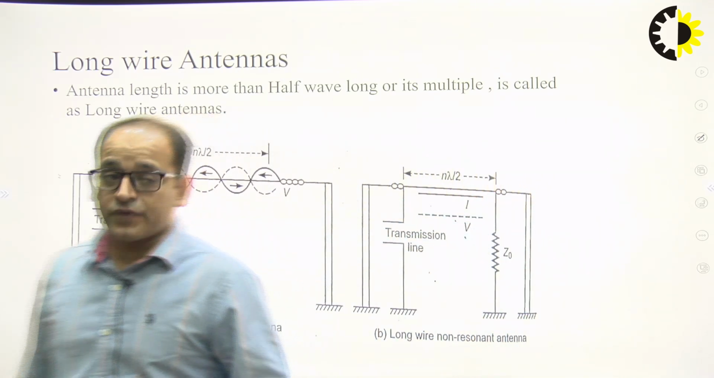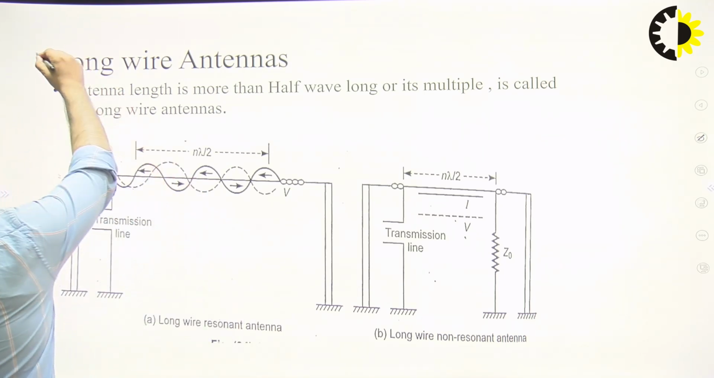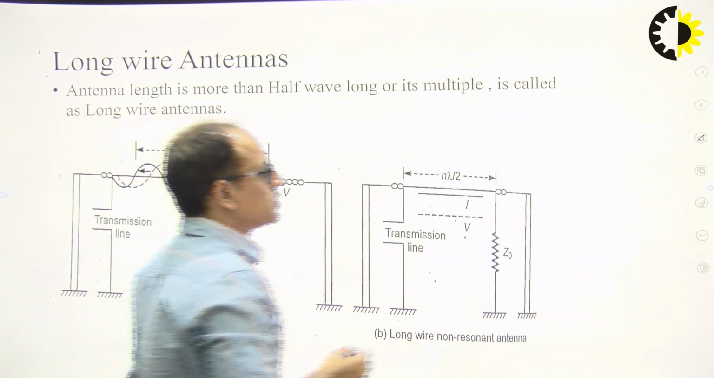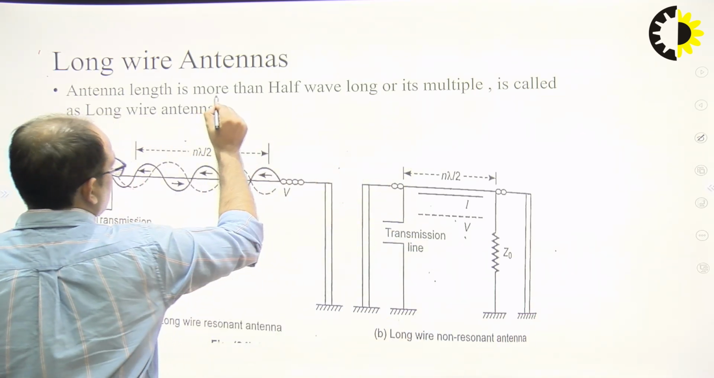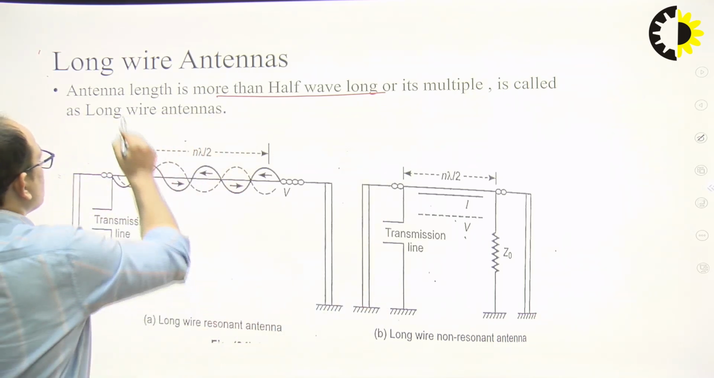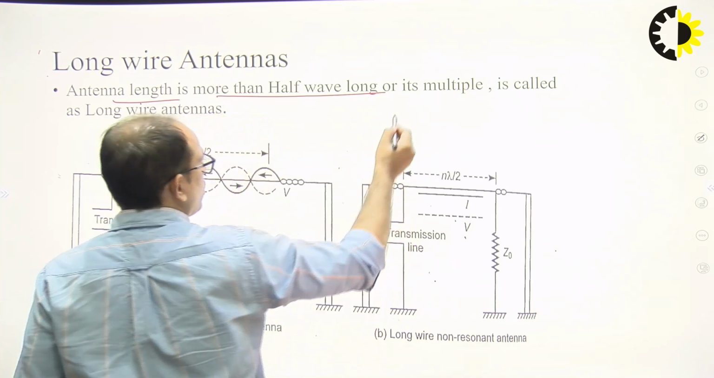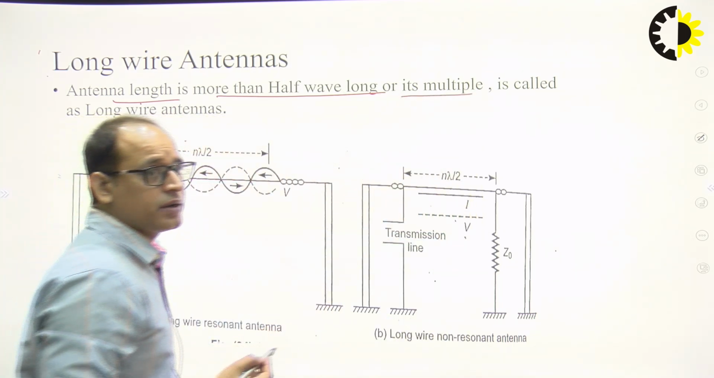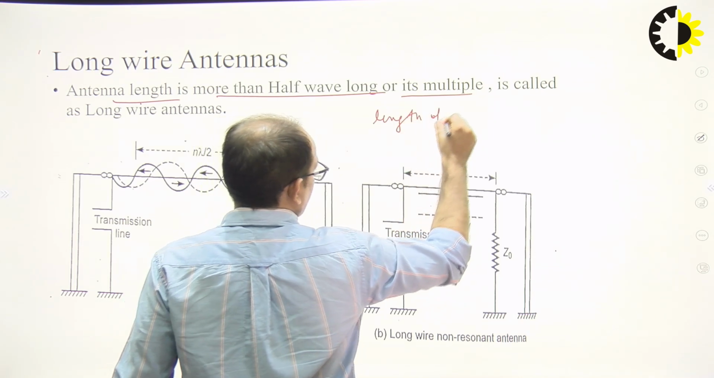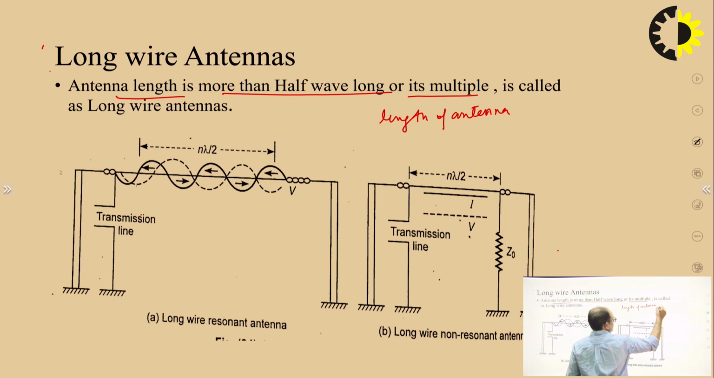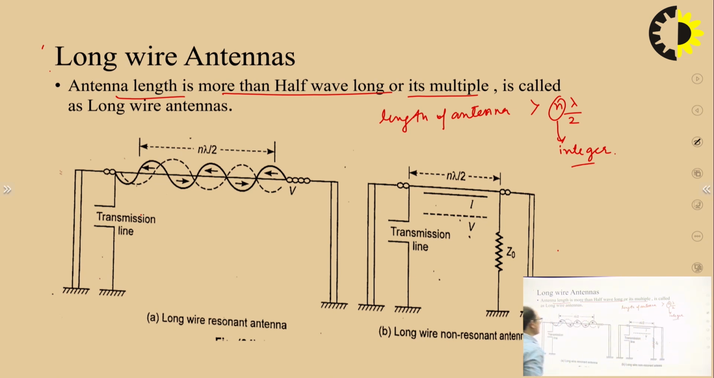So the first topic of today's presentation is long wire antennas. What are long wire antennas? Long wire antennas are antennas whose length is greater than or equal to half wavelength. It means the antenna length is more than half wavelength or its multiple, and that multiple will be an integer. That is, the antenna length is greater than n times lambda by 2, where n can be an integer. Clear? Antennas of that type are known as long wire antennas.